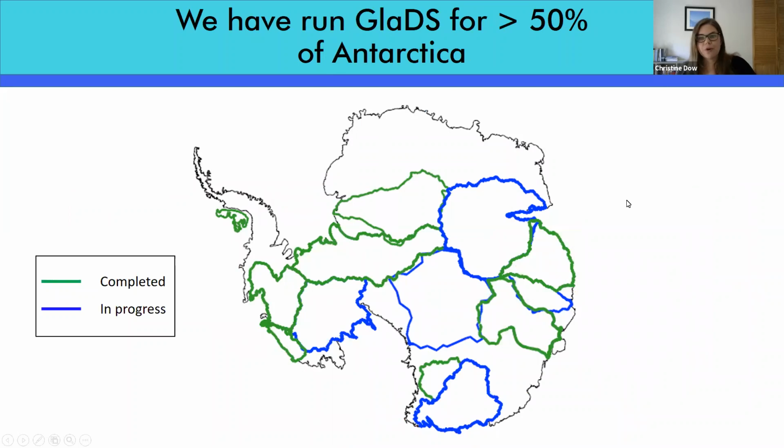So to date, we've run GLADS for more than 50% of the Antarctic. Anything you see here in green is already finished. These data are available if anybody's interested in seeing these for your own research. I'd be very happy to share them.